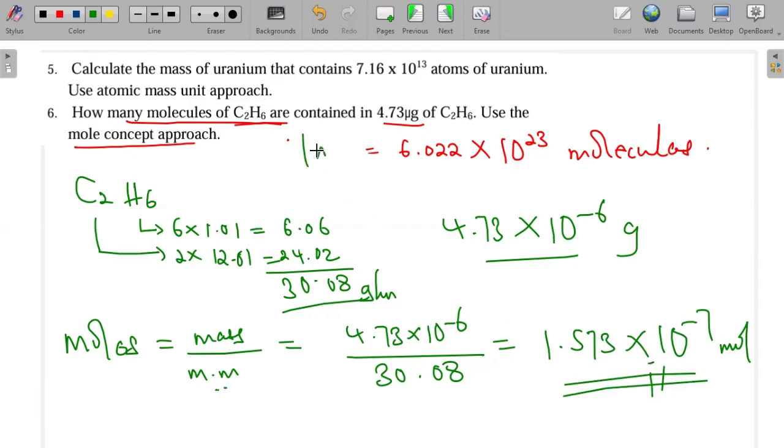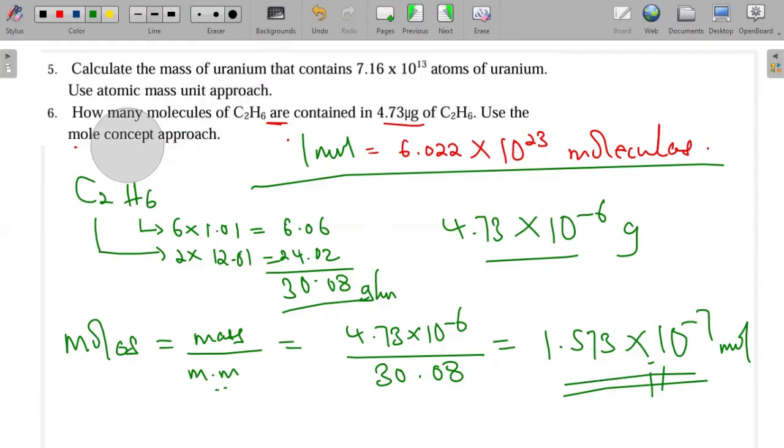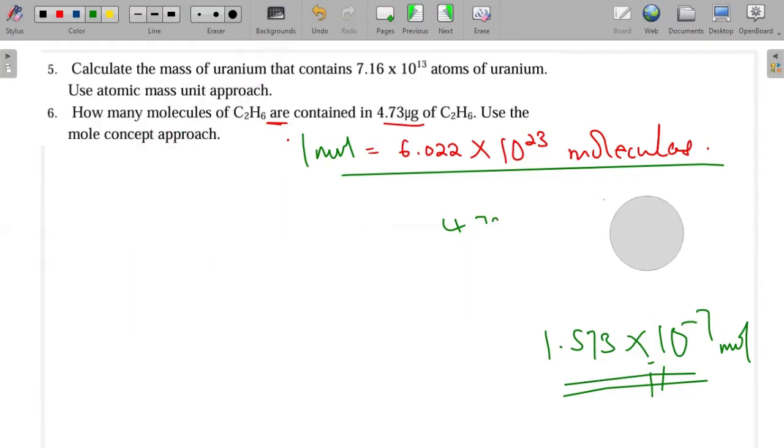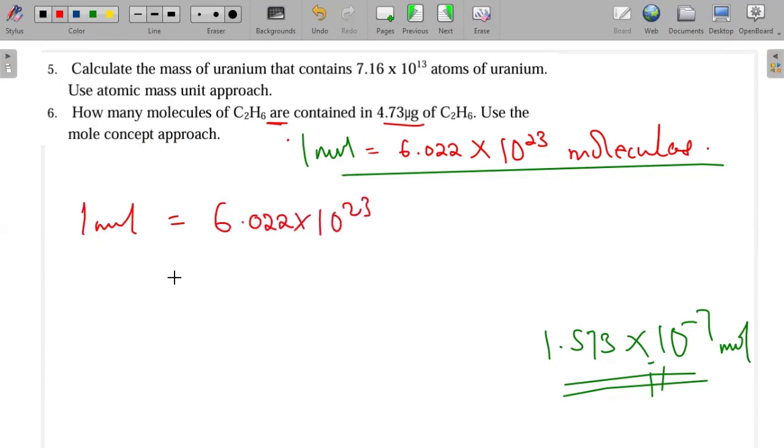So it means I can use this ratio now. 1 mole is equal to this number of molecules. Okay, because that's what the mole concept says. So let's find the number of molecules now, since we have the moles. Okay, so we're using this ratio here. So I'm going to say 1 mole has 6.022 times 10 to the power 23 molecules. What about if I have 1.573 times 10 to the power minus 7 moles? How many molecules am I going to have? So you cross multiply there. So X will be equal to this multiplied by this.